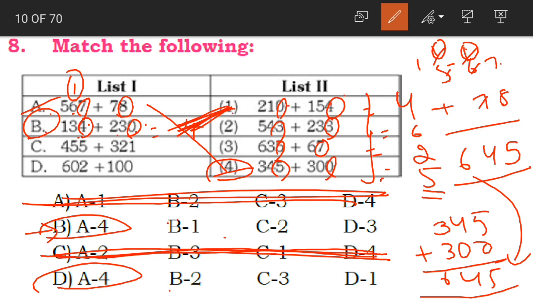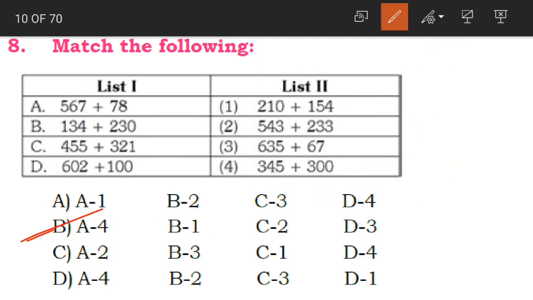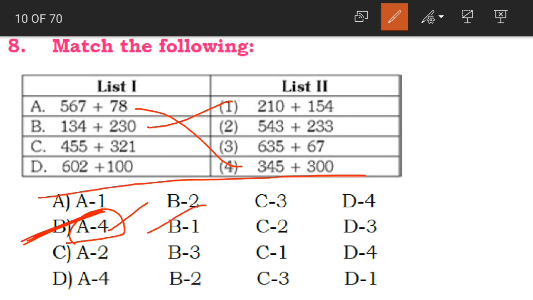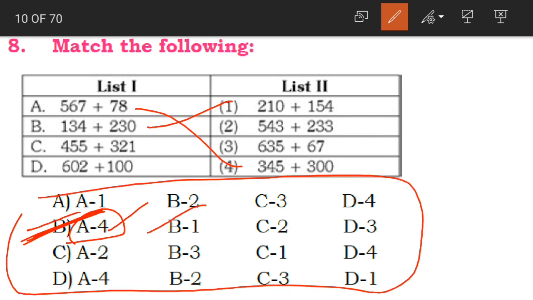Now from the given options, option B has B1. Yes, children? So this is our correct answer. A is given as 4, that is correct. B is given as 1, that is also correct. Now from all the given options, only option B has these two correctly matched. So even without solving C and D, we can say that option B is our correct answer. Or else if you want, you can solve and check.